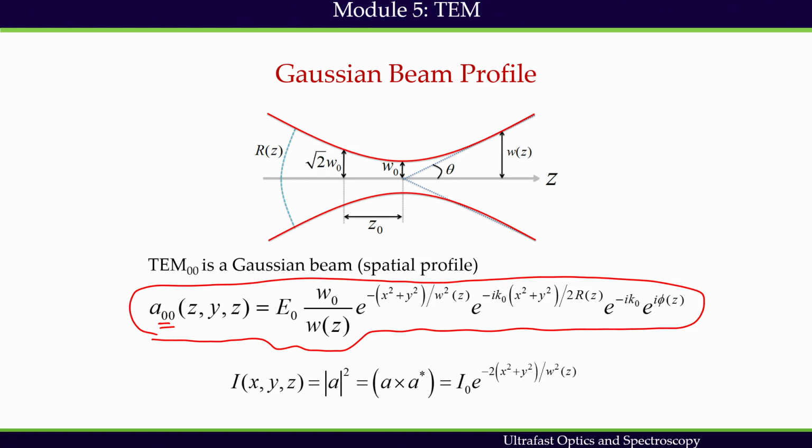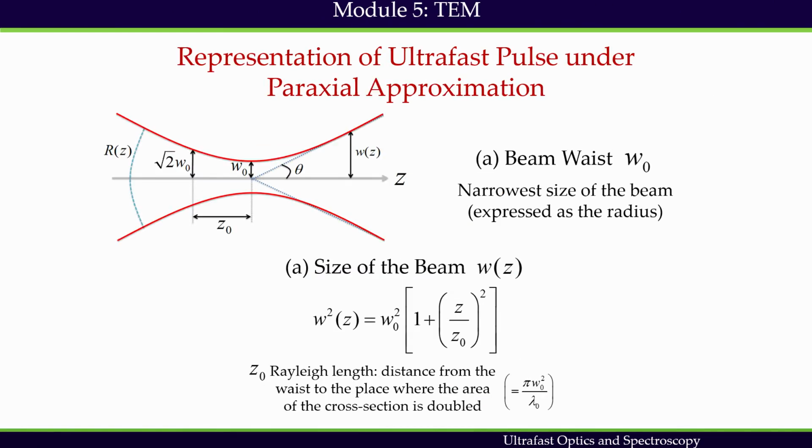This represents a Gaussian spatial beam, and the intensity of this is nothing but the square modulus of the solution, the field, and we get this expression for the intensity. A Gaussian beam propagating along the z direction is depicted here, featuring some of the important parameters.